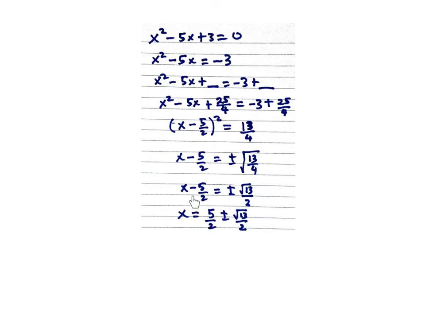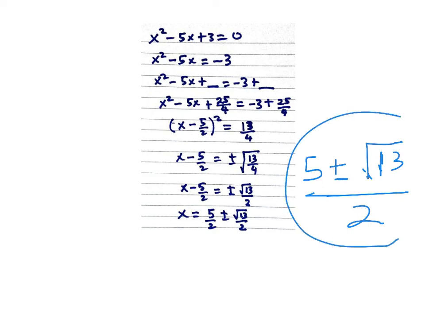And now we just add 5 over 2 to both sides, plus 5 over 2, plus 5 over 2. X is going to be left by itself. The next screen is just going to separate this into two numbers. If you have the same denominator, you keep it and add the numerators. So it's going to look like this: 5 plus or minus the square root of 13, over 2. This is the answer to the problem.